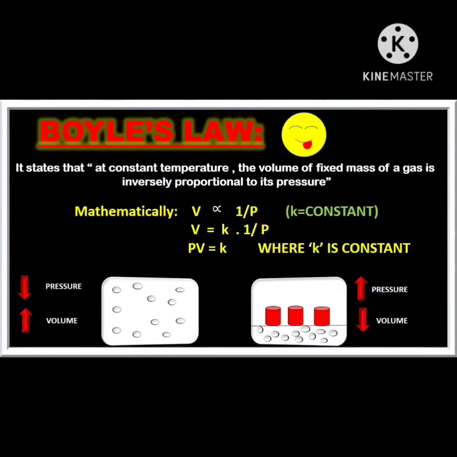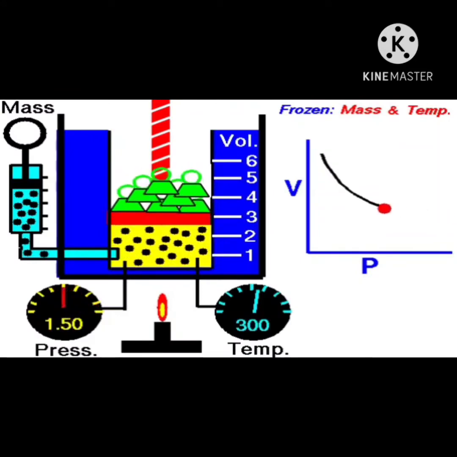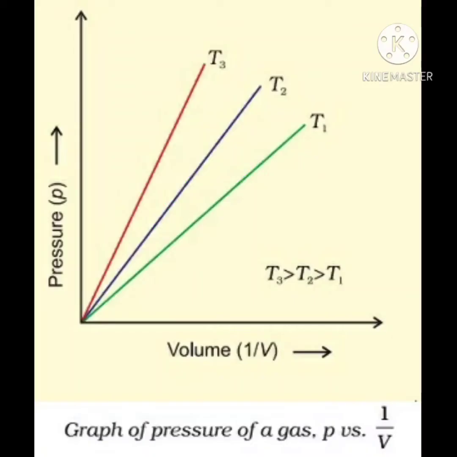Boyle's law states that the volume of a fixed mass of gas is inversely proportional to its pressure, as you can see in the animation. And the graph of Boyle's law is here.